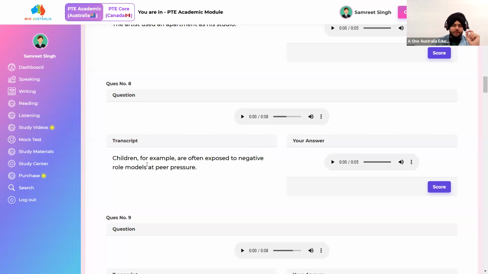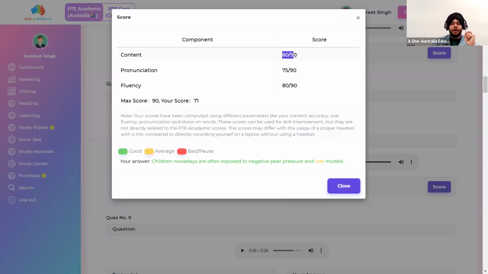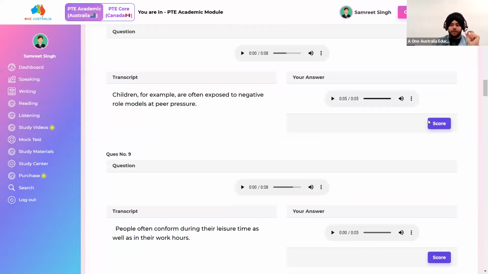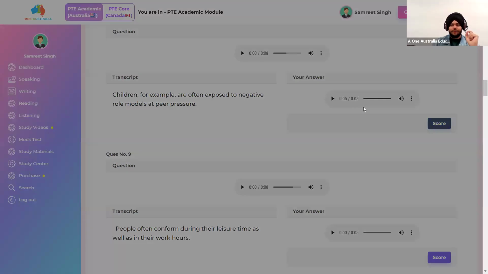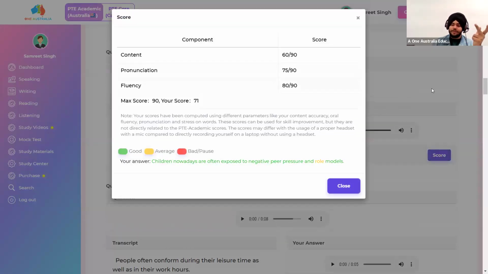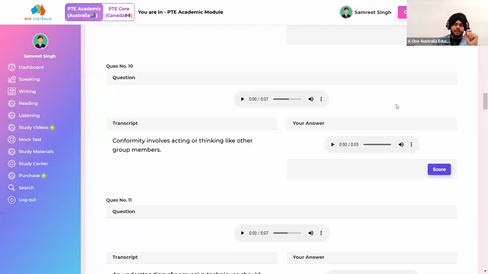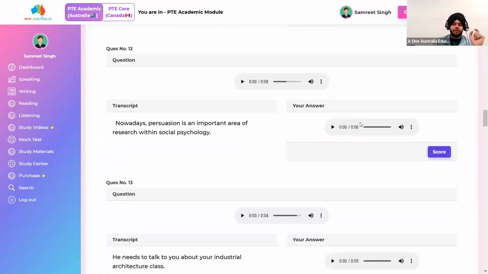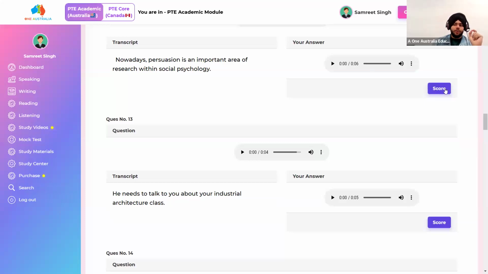The original was, "Children, for example, are often exposed to negative role models." What I said is, "Children nowadays are often exposed to negative peer pressure and role models." Okay. So I completely messed it up, but I'm still getting 2 out of 3 for my content. And I'm still getting a great score for my fluency. Actually, not that great of a score for my pronunciation, but yeah, fluency.